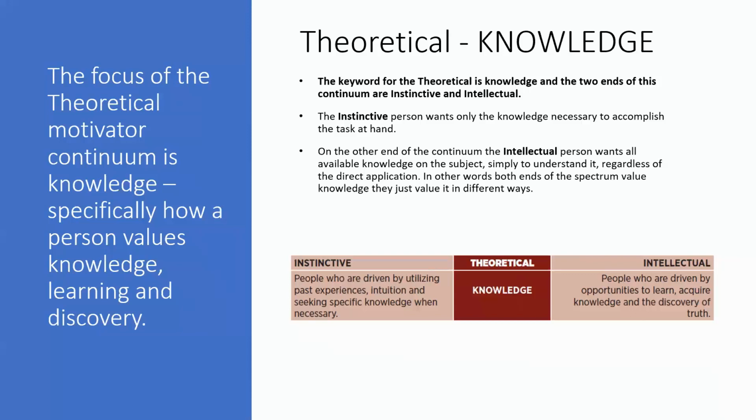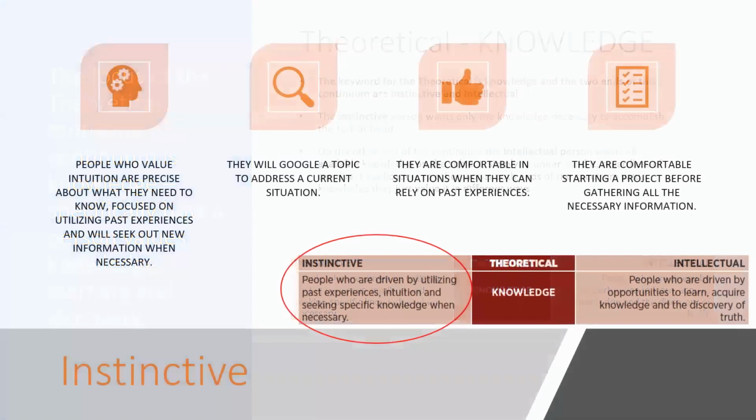So the instinctive person, again, wants only the knowledge necessary to accomplish the task at hand. On the other end, the intellectual person wants all of that available knowledge. So let's take a look at the instinctive person. People who value intuition are precise about what they need to know, focused on utilizing past experiences. So the instinctive person is going to leverage more heavily their past experiences when making decisions or understanding a topic, and will seek out new information only when necessary.